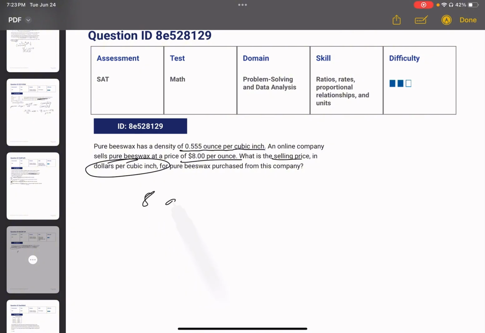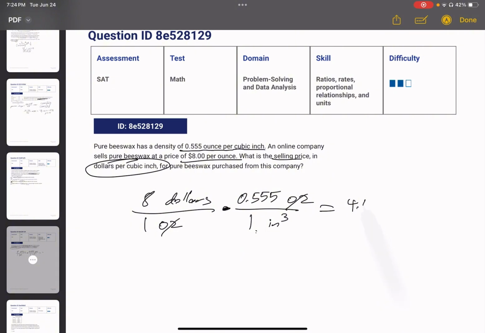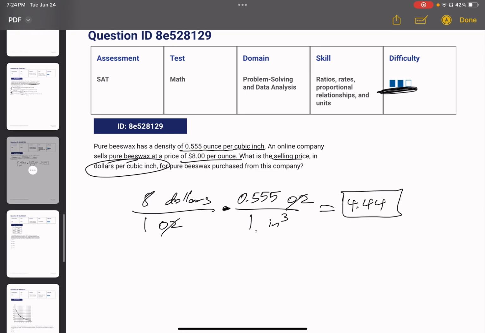We have $8 per 1 ounce. Then we need to multiply that to get rid of ounces and introduce cubic inches in the bottom. So we know that 0.555 ounces contains 1 cubic inch. The ounces cancel, and then you're left with 8 divided by 0.555. Use your calculator, and you get 4.44. And that's your answer. This is another fill-in question, not too difficult. Just know how to manipulate your ratios.